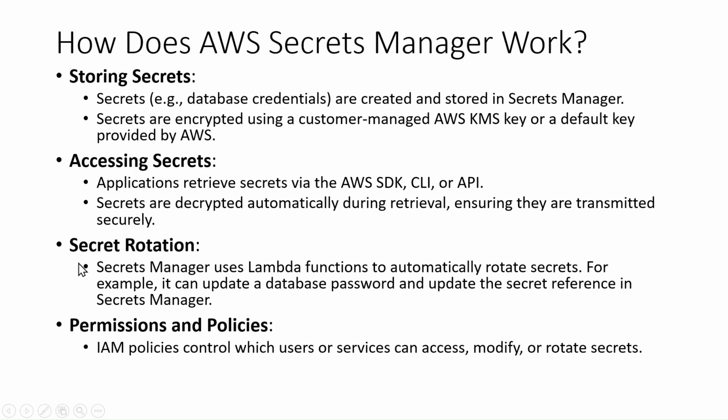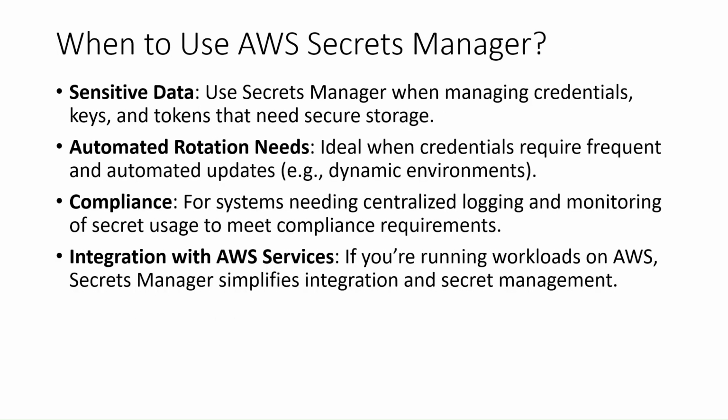Next is secret rotation. Secrets Manager uses a Lambda function to automatically rotate secrets. For example, it can update a database password and update the secret reference in Secrets Manager. For that we need to integrate with a Lambda function, so we need to write the Lambda function to rotate the secret. If your token is expired and you need to retrieve the token, we need to write the Lambda function and make an API call to retrieve it. Next, permissions and policies: we can use IAM policies to control which users or services can access and modify the secrets.